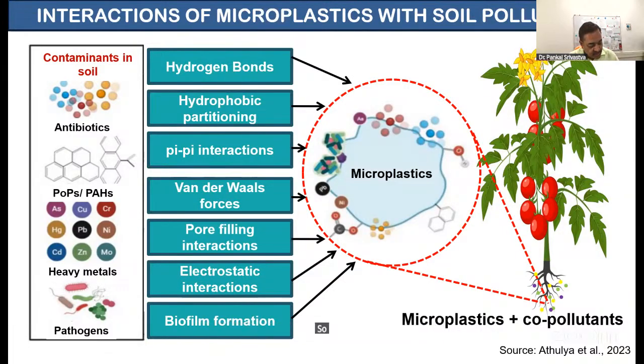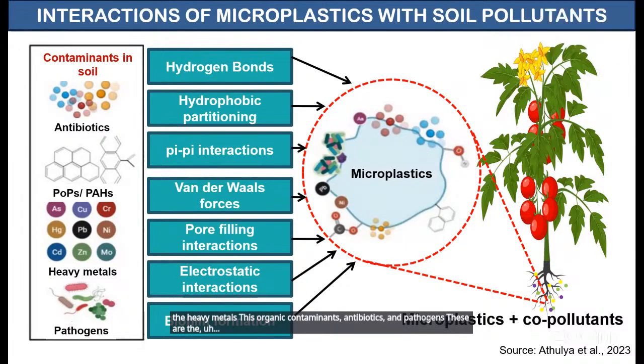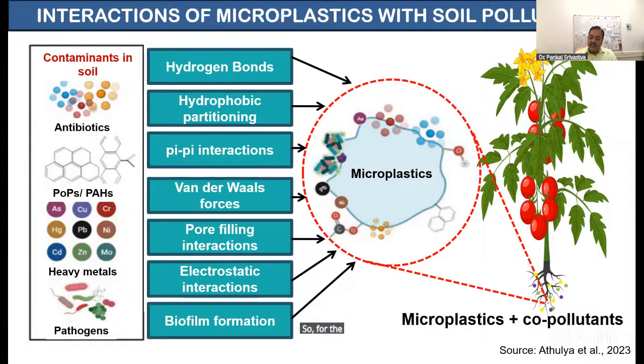So, if we talk about the soil contaminants present in any soil, like the heavy metals, organic contaminants, antibiotics, and pathogens, these are the added contaminants, you can say, using microplastics as a vector. And this co-contamination stage is very, very deleterious for the plant productivity, quality of the plant yield, as well as human health.